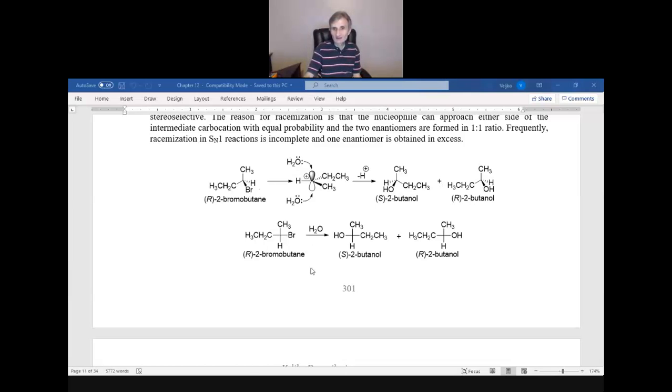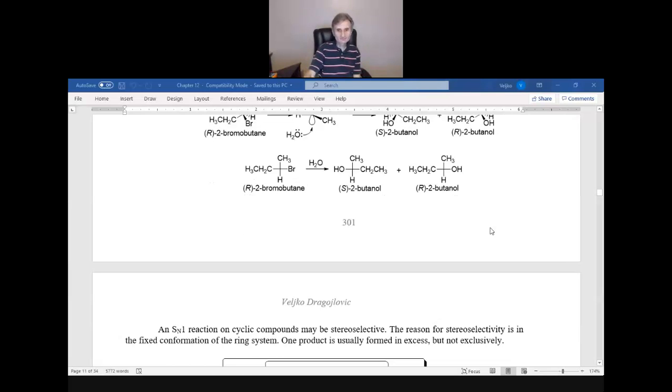And here is the same equation shown with Fischer projection formulas. Now, frequently in these reactions, depending on reaction conditions like concentration and temperature, we get incomplete racemization, and we get more of one enantiomer than the other because of complexation of the solvent and so on. Don't worry about that. If you get 60-40, 55-45, that's still racemization, and it's still an SN1 mechanism. Because if it's SN2, we will get 100%. R-2-bromobutane would give S-2-butanol 100%. There will be no partial racemization.